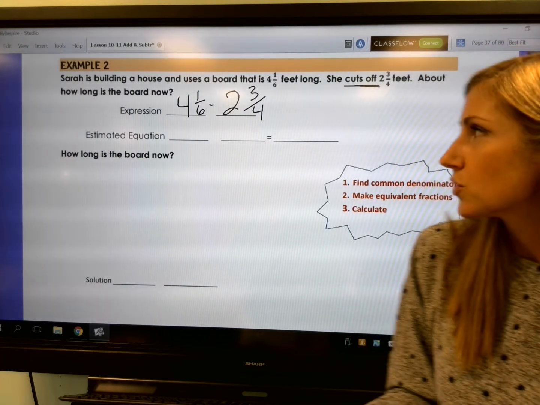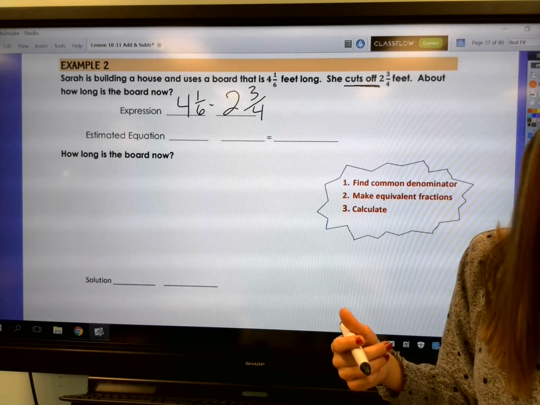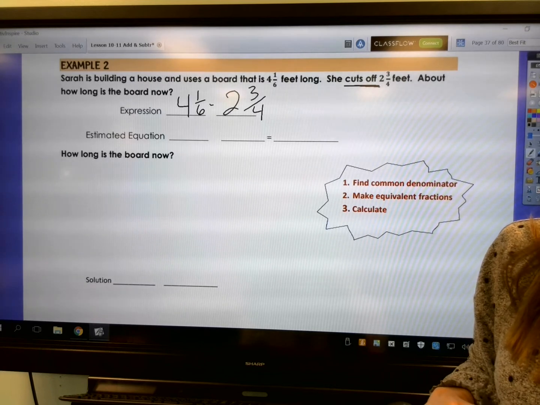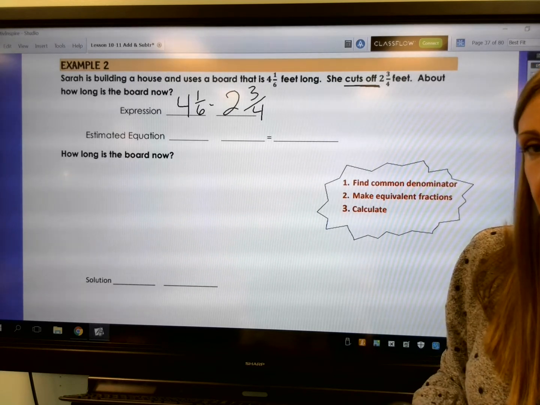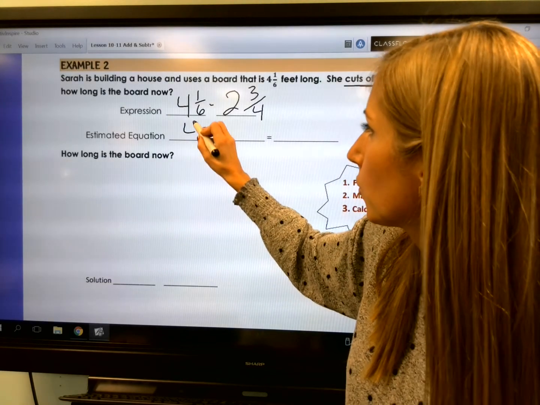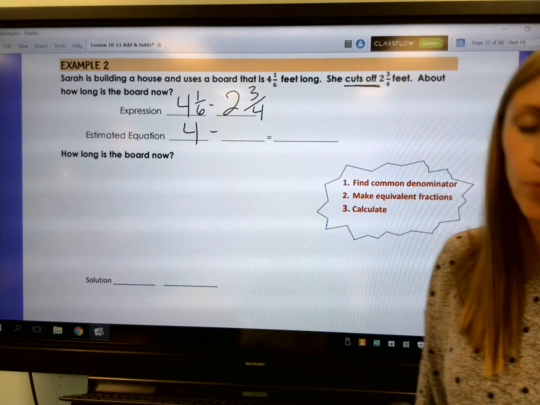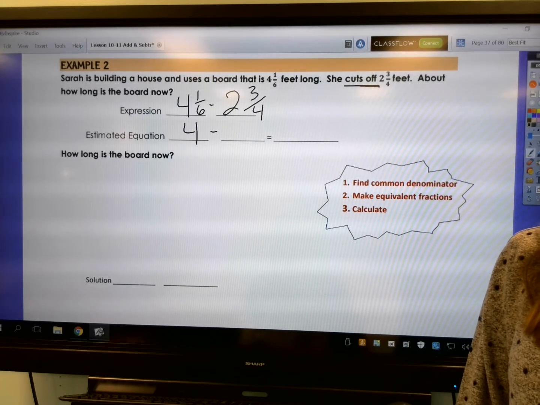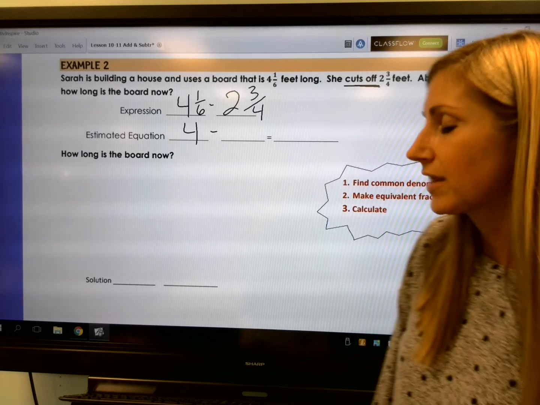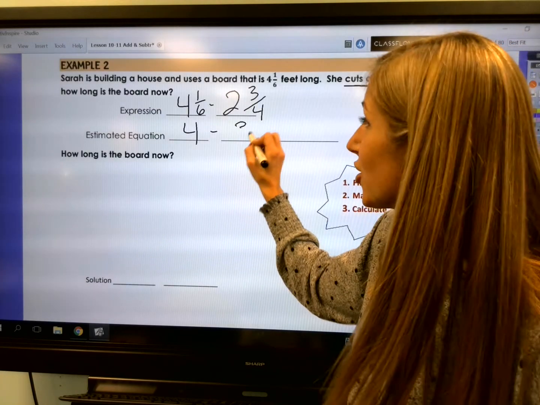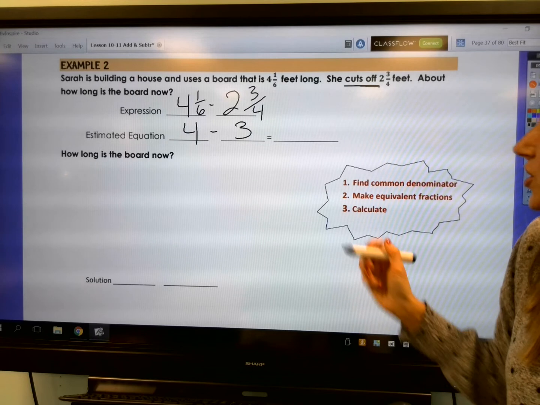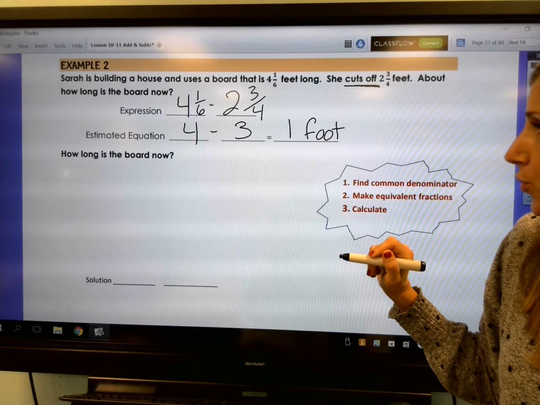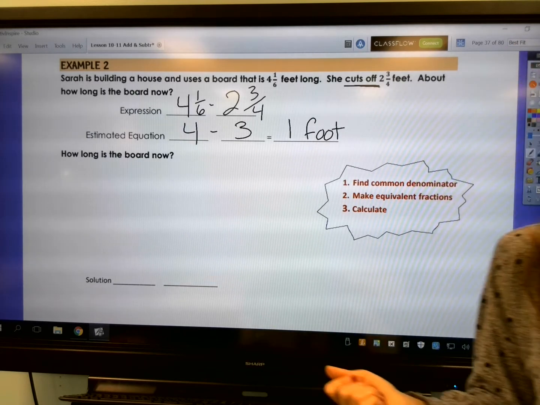Estimating again to make sure our answer is reasonable. If we look at our 4 1/6, what does this become when we estimate to the nearest benchmark? Looking at your 1/6, it would be closer to 4 wholes. Yeah. And then what about 2 3/4? What would 2 3/4 estimate to when you're looking at your benchmarks? 3/4 is going to make that round up, isn't it? So that's going to be a 3. A nice, easy calculation of 1 foot. Our board is approximately about 1 foot long, right?